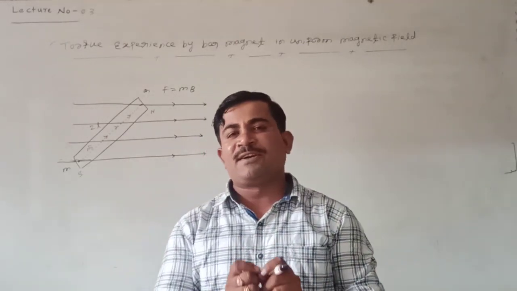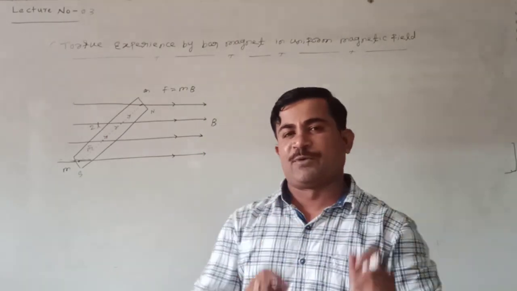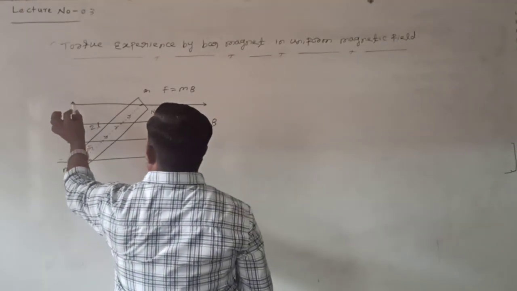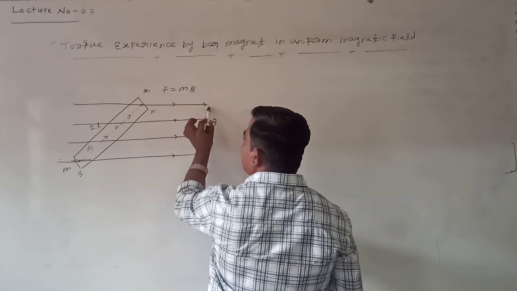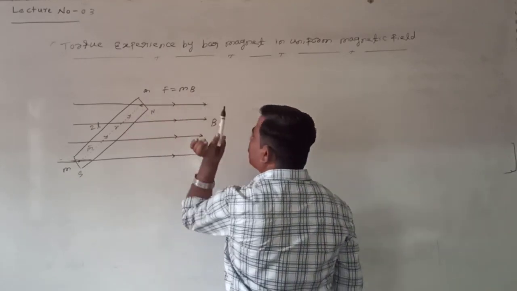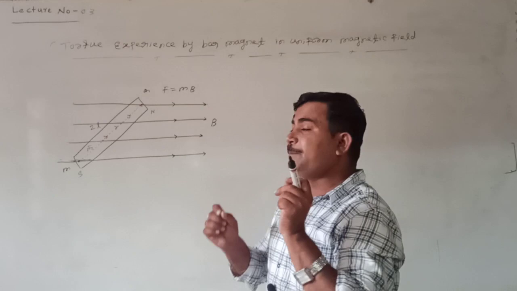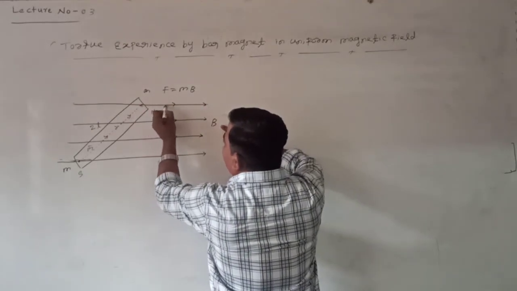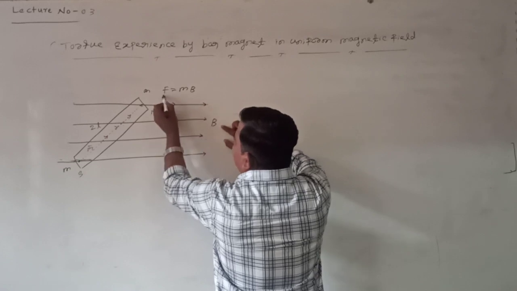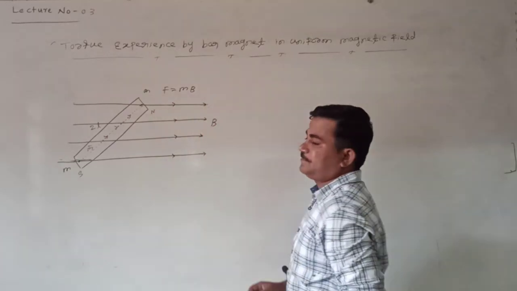So here one property is already there: magnetic field lines travel from the north pole to the south pole. Here the north pole is there, here the south pole is present, so north and south attract each other. In the presence of this magnetic field, this north pole experiences a force along the direction of the magnetic field. That force can be given as F is equal to M into B.